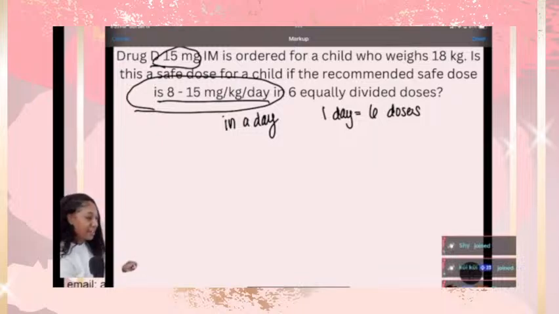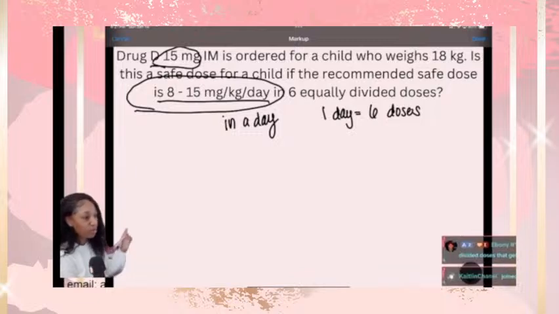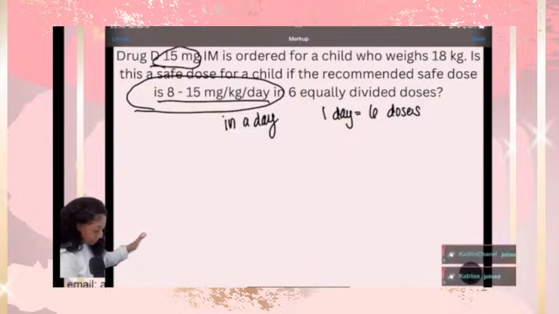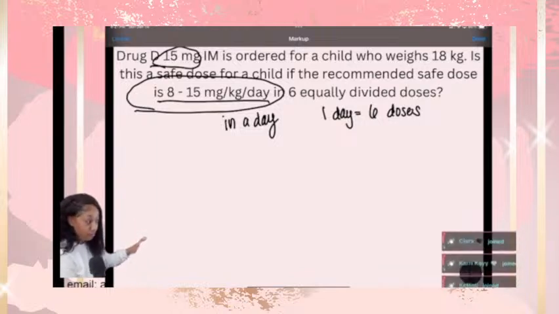Just like if they said equally divided doses every 8 hours, then 24 hours divided by every 8 hours gives you 3 doses in the day. It's just telling you how many times in that day you can give one dose of 15 milligrams, if it was indicated for the order, but it's not. This is just telling you that in one day, you can't give this whole amount. It's got to be divided into 6 equal parts. Does that make sense? If not, let me know so I can try to think of how I can best relate it, because I want it to make sense.